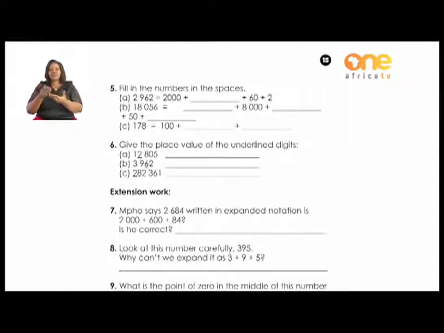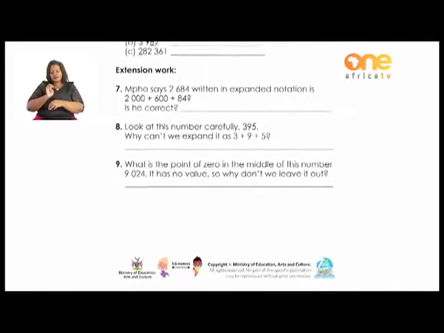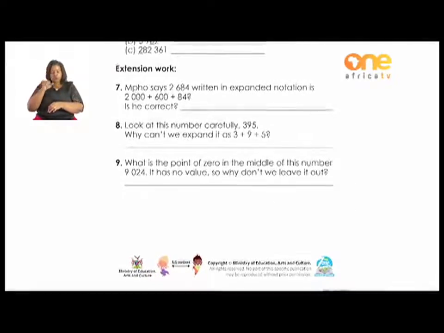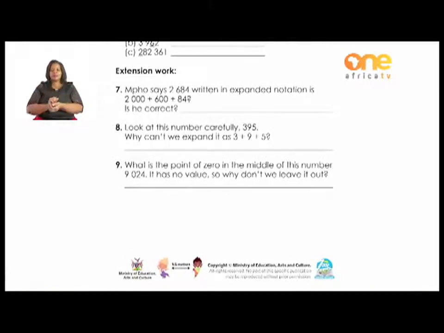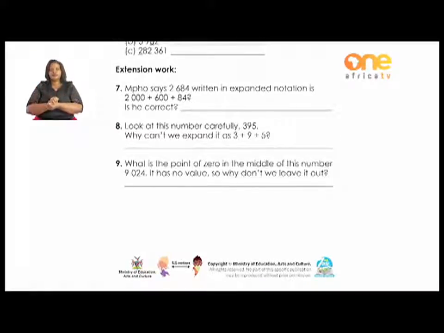Number 6 is for you to give the place value of the underlined digit. From A to C, you can see in A, 2 is underlined. In B, we have 6, and in C, we have 2. So remember, put your place values with a pencil for you to know exactly which place 2, 6, and 2 are in. You can also do that, it's very easy. And the extended work is for you to practice more and more.